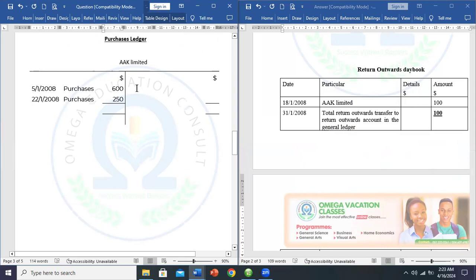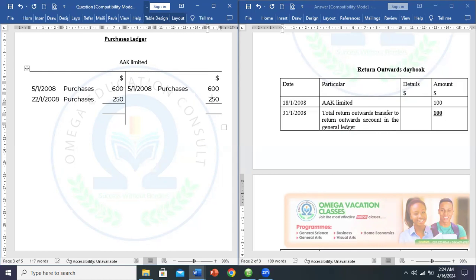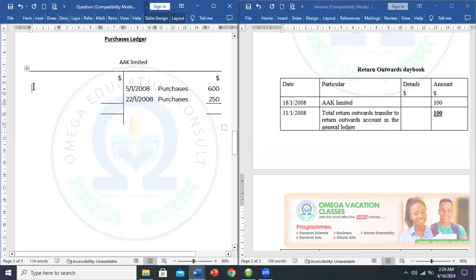Oh, I think I turned the entries for AAK earlier, right? We're supposed to credit AAK rather. So let me do that correction. So none of you realized that mistake. But when you purchase, you credit the creditor or supplier. Okay, so the return outwards rather will be debited to AAK.